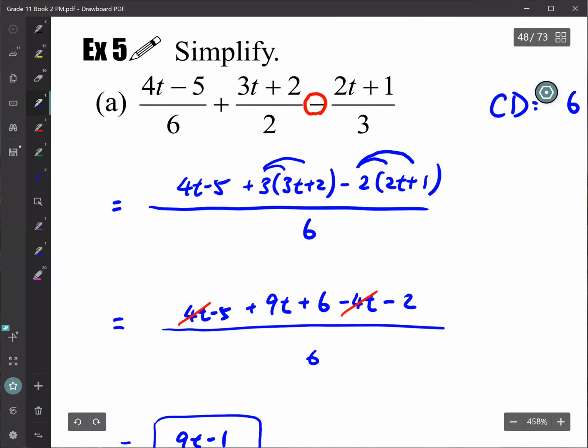Okay, so what you do is you compare the new denominator, which is 6, with the original one. Original is a 2. So 2 needs to be times what to make 6? 3. Yeah, okay. So the numerator will need to do the same thing. Top and bottom both multiply by the same thing. The bottom times 3, so the numerator also times 3.